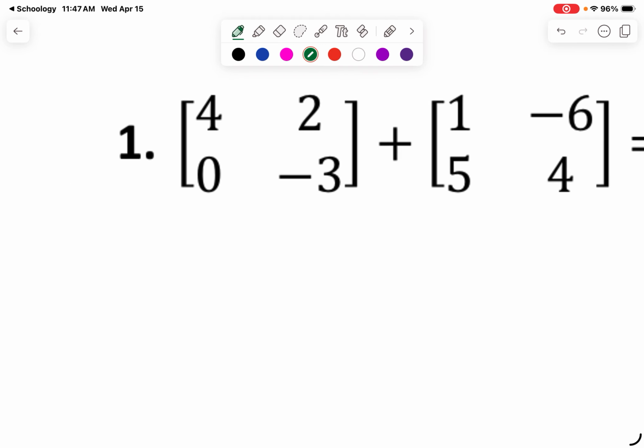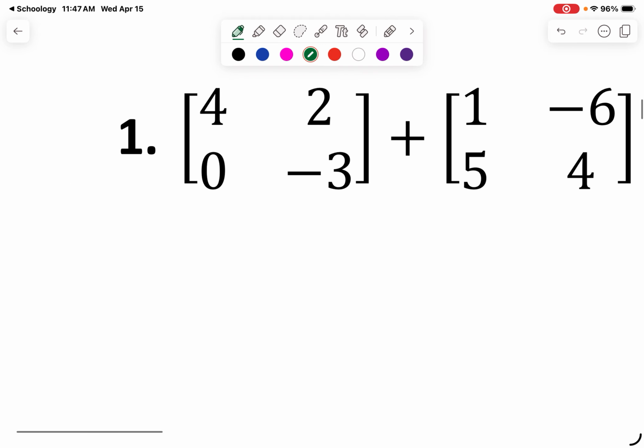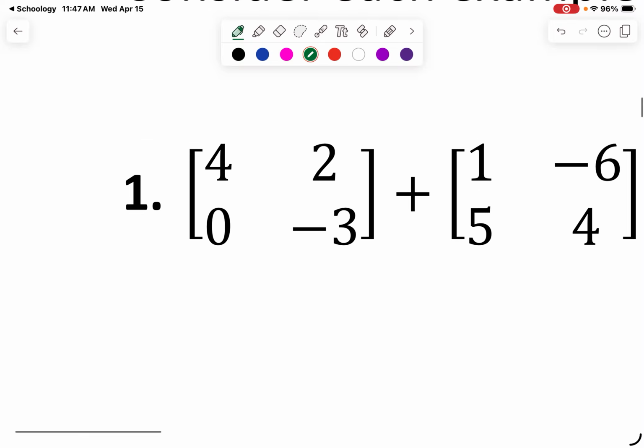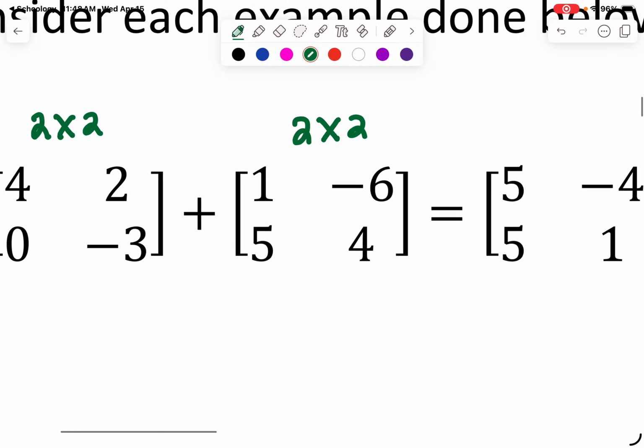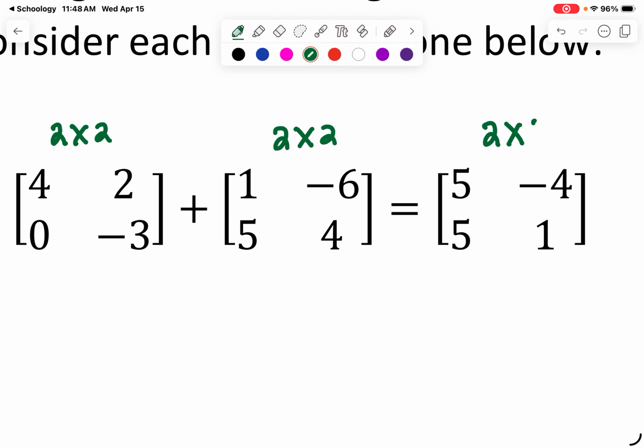Okay, so first let's talk about adding and subtracting. So I'm gonna zoom into this, okay? If I wanted to add these 2 matrices, first off, this is a 2 by 2, and this is also a 2 by 2. The resulting matrix is this 2 by 2 with the following entries, 5, -4, 5, 1. So let's see if we can make an observation of how we got this 5, how we got this -4, how we got this 5, and how we got this 1.